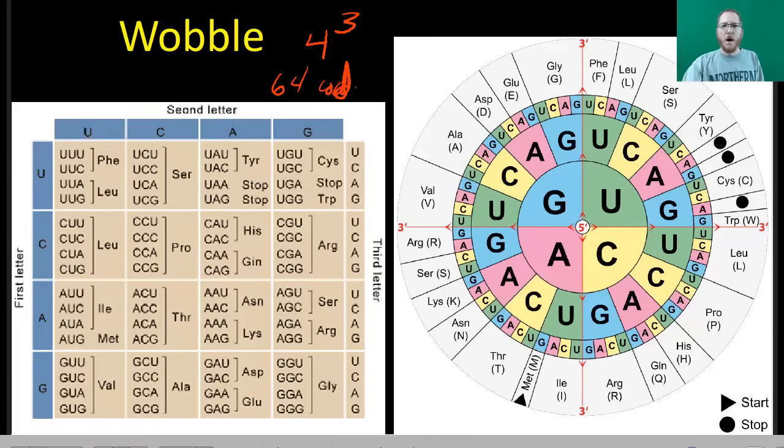Now, of those 64, keep in mind that we have 1 of them that's the start codon, and we have 3 that are stop codons. So there's really 60 of them that are going to actually code for amino acids. But there's only 20 amino acids. So this is what we call a redundant code. A redundant code is going to be one where there's multiple possibilities for each particular amino acid.